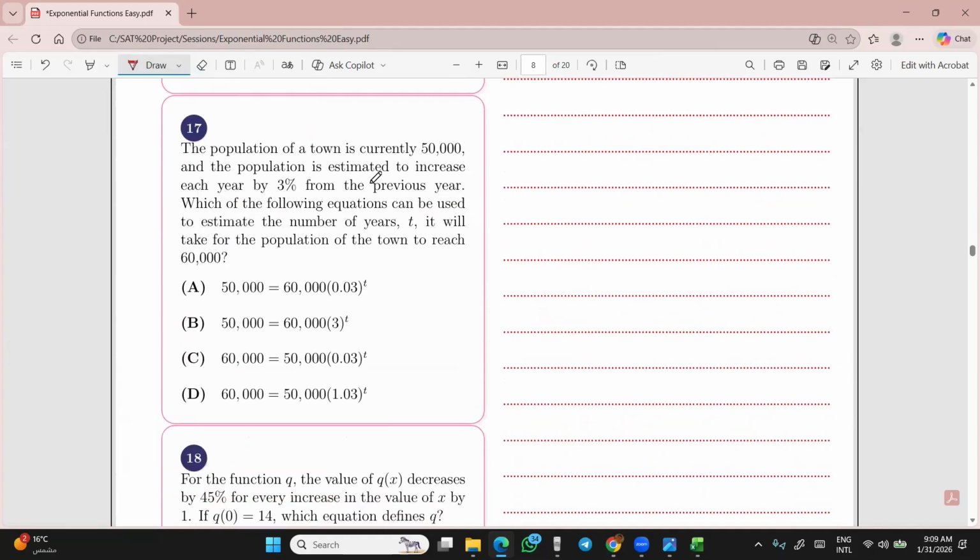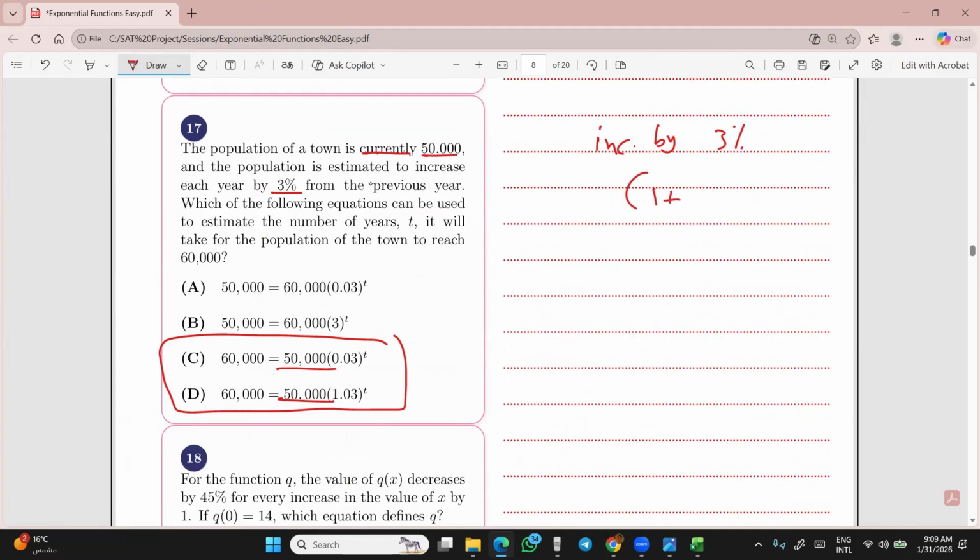Question number 17. The population of a town is currently, meaning initially, starting with 50,000. So 50,000 should be at the beginning of the expression, like this or like this. So we have to choose one of these over anything else. And the population is estimated to increase each year by 3%.